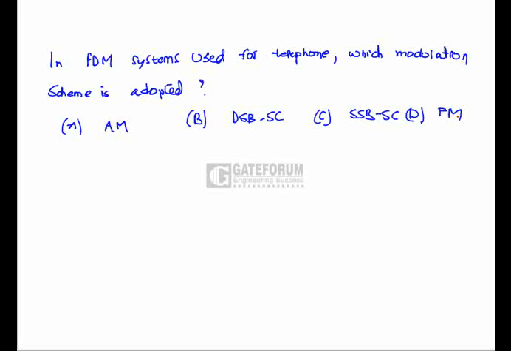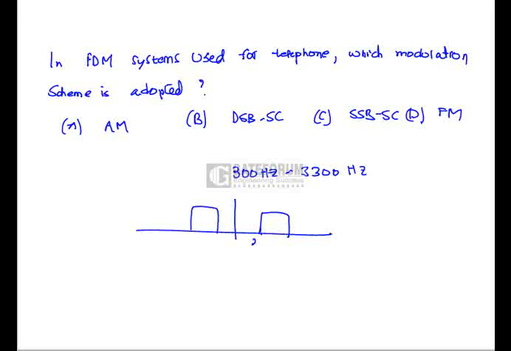In an FDM system used for telephone, which modulation scheme is adopted? Here, SSB-SC is used in FDM systems for the telephone, because in the case of telephone, the frequency range is nothing but the frequency range of the voice, which is 300 Hz to 3300 Hz. This means there is a gap between the positive and negative frequencies, that is, this is the voice range, 0.3 kHz to 3.3 kHz.